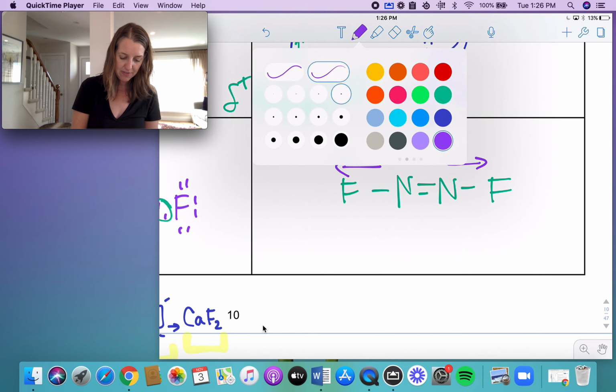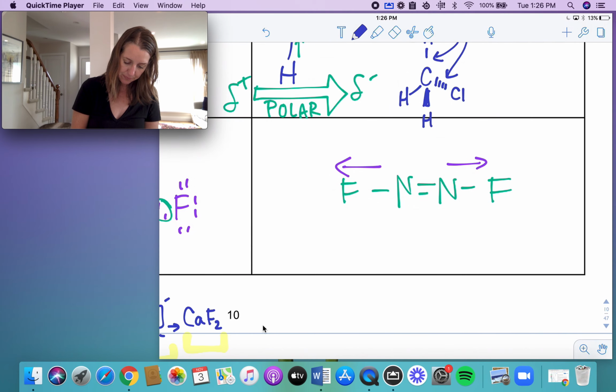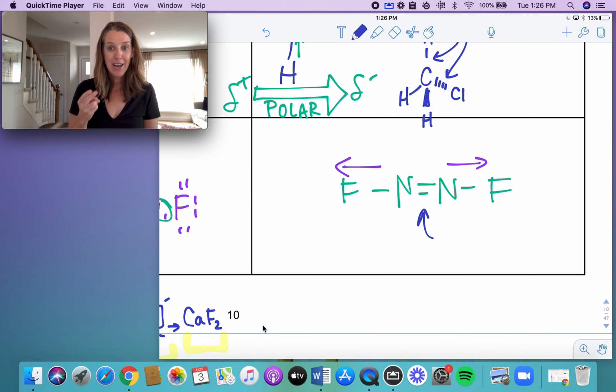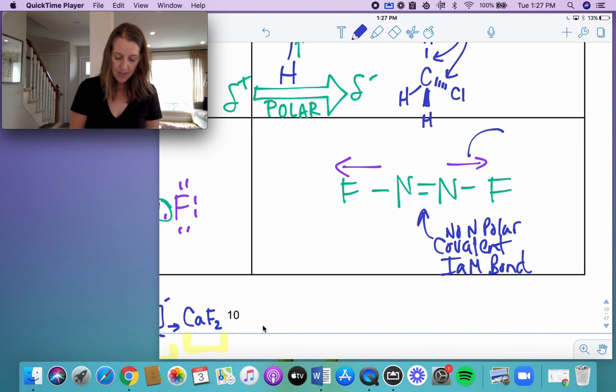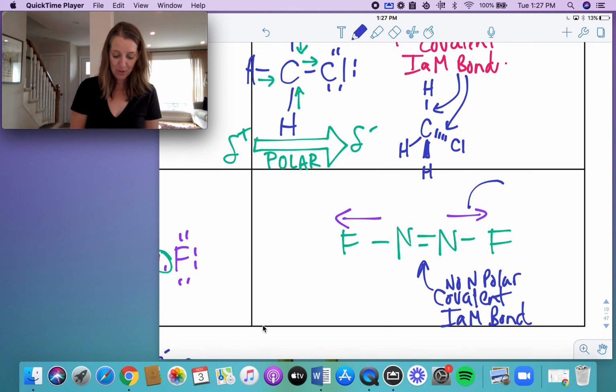So let me add a little bit of context to our diagram. How would you describe the bond between the two nitrogens? We have two shared pairs of electrons. That creates a double bond. Is it polar covalent or just covalent? It is a non-polar covalent intramolecular bond. The bond between the nitrogen and the fluorine holds the electrons closer to it compared to the nitrogen because fluorine is more electronegative.